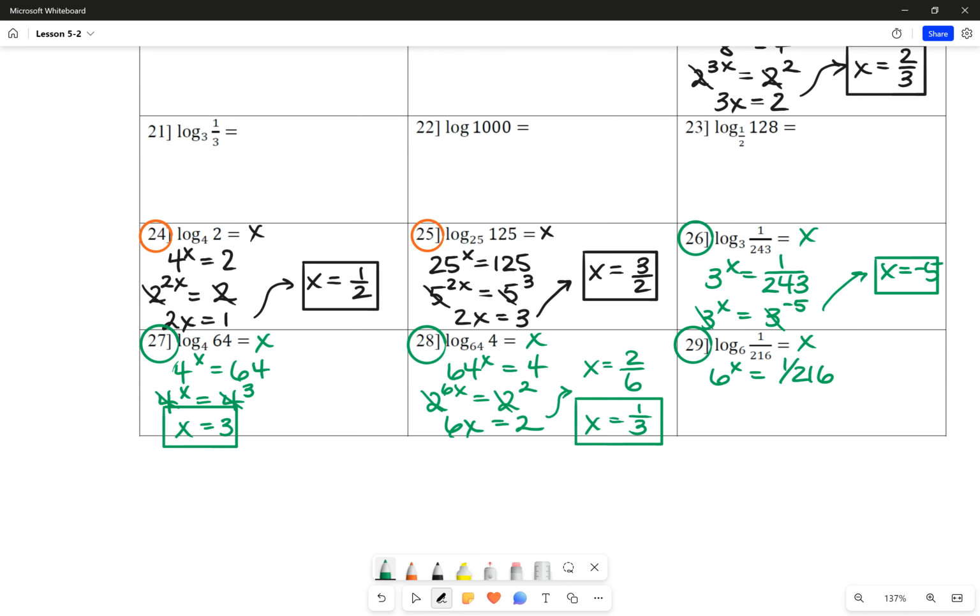Okay. Last but not least, 6 and 216 have a common base of 6. So we're going to leave that as 6 to the x. This is going to be 6 to the negative 3. And I cancel the 6's. We are actually home free already because x ends up being isolated and x ends up being negative 3.